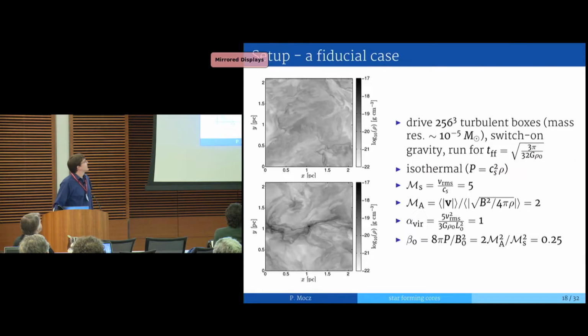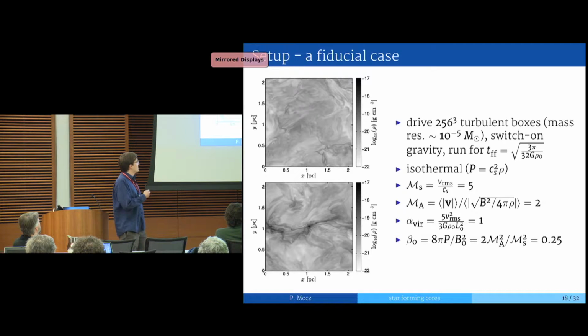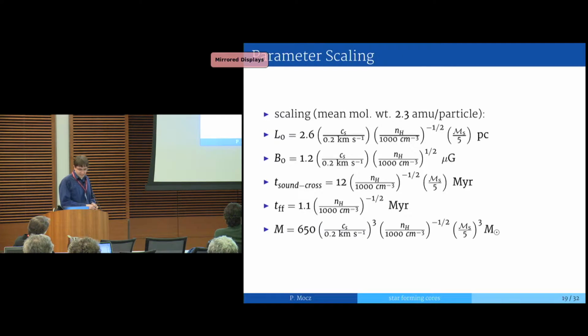Okay, so part 3, the simulations. So here's the setup of these simulations. Here's a fiducial case. We run a box with 256 cubed particles. Each particle has a mass resolution of 10 to the minus 5 solar masses. We switch on gravity and run for approximately 1 free fall time. These simulations are isothermal. I set the Mach number to 5, Alfvénic Mach number. I varied the initial field, so this particular case has Alfvénic Mach number 2, alpha variable parameter set to 1, and we form cores such as this one shown here, which we studied the morphology of. Just the size of the boxes, roughly 2 parsec, few hundred solar masses.